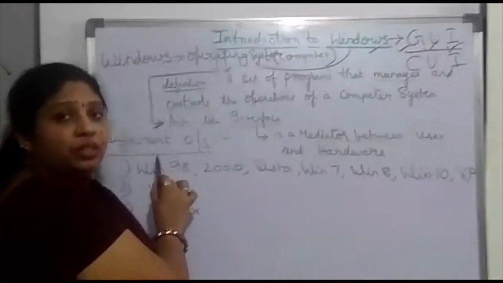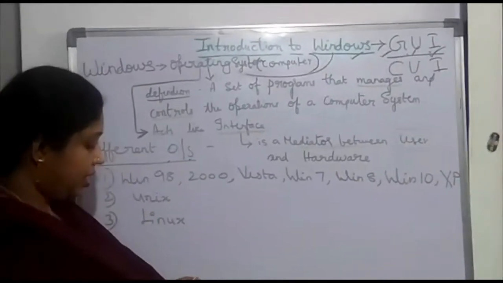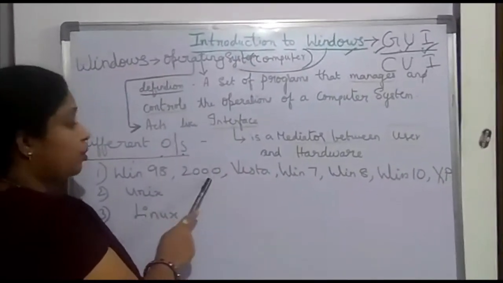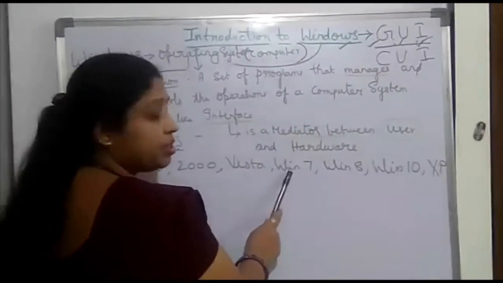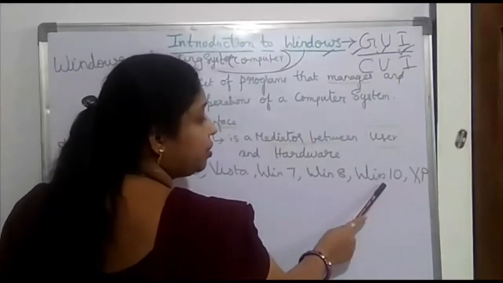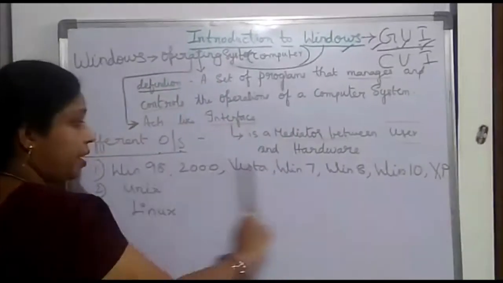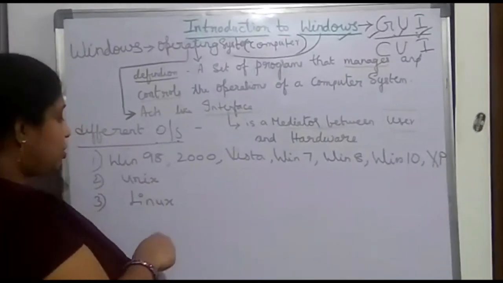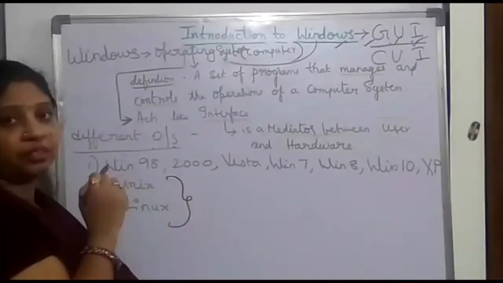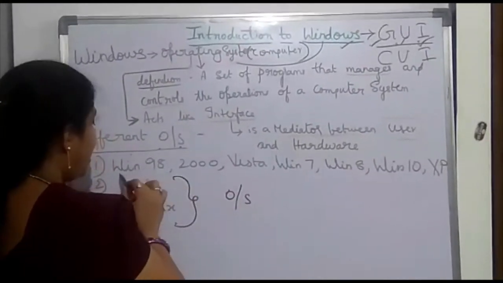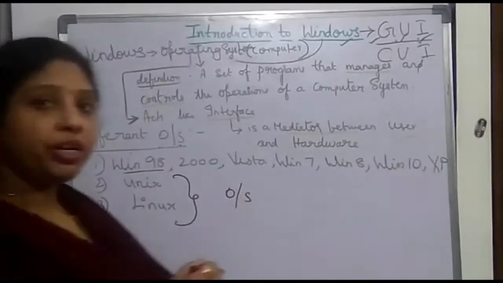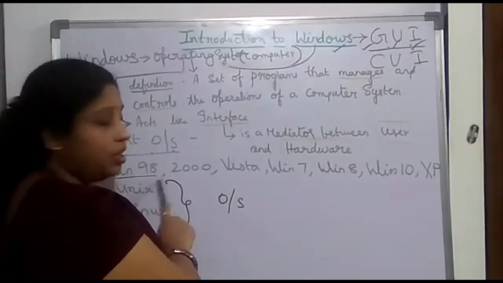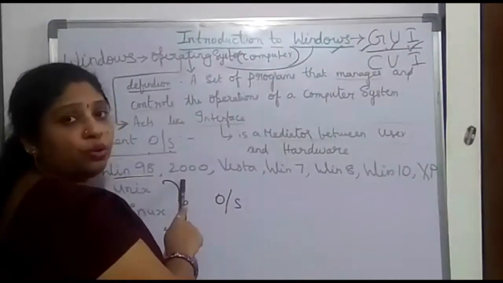Now we'll come to the different operating systems. There are many operating systems like Windows 98, 2000, Vista, Windows 7, Windows 8, Windows 10, Windows XP. And apart from these Windows operating systems, you have Unix and Linux. These two are again different operating systems. Now I'll talk about Windows 98. Windows 98 is the old version, so now no one is using it. In the same way, 2000 is also not used by anyone.